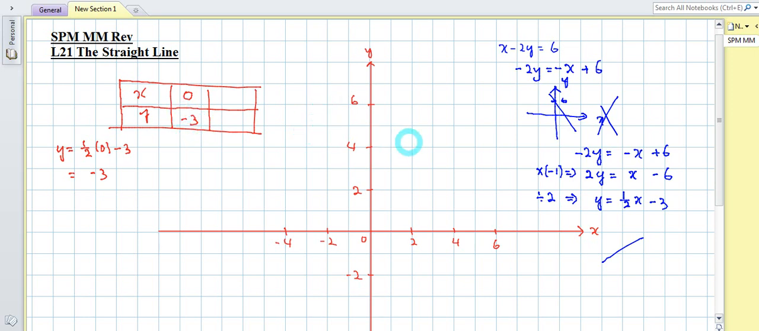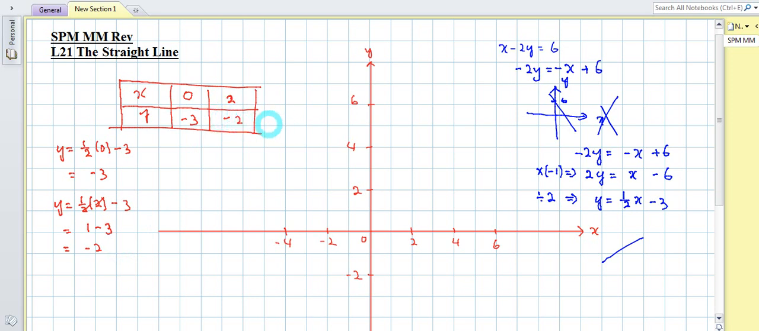We find another point. For me, I think I will just choose x for 2, so it's easier for me to calculate. So y is equal to 1 over 2x, x is 2, minus 3. So you cancel out this one. Be careful, this is not 0, but this is 1, right? Minus 3. Okay, you get negative 2.